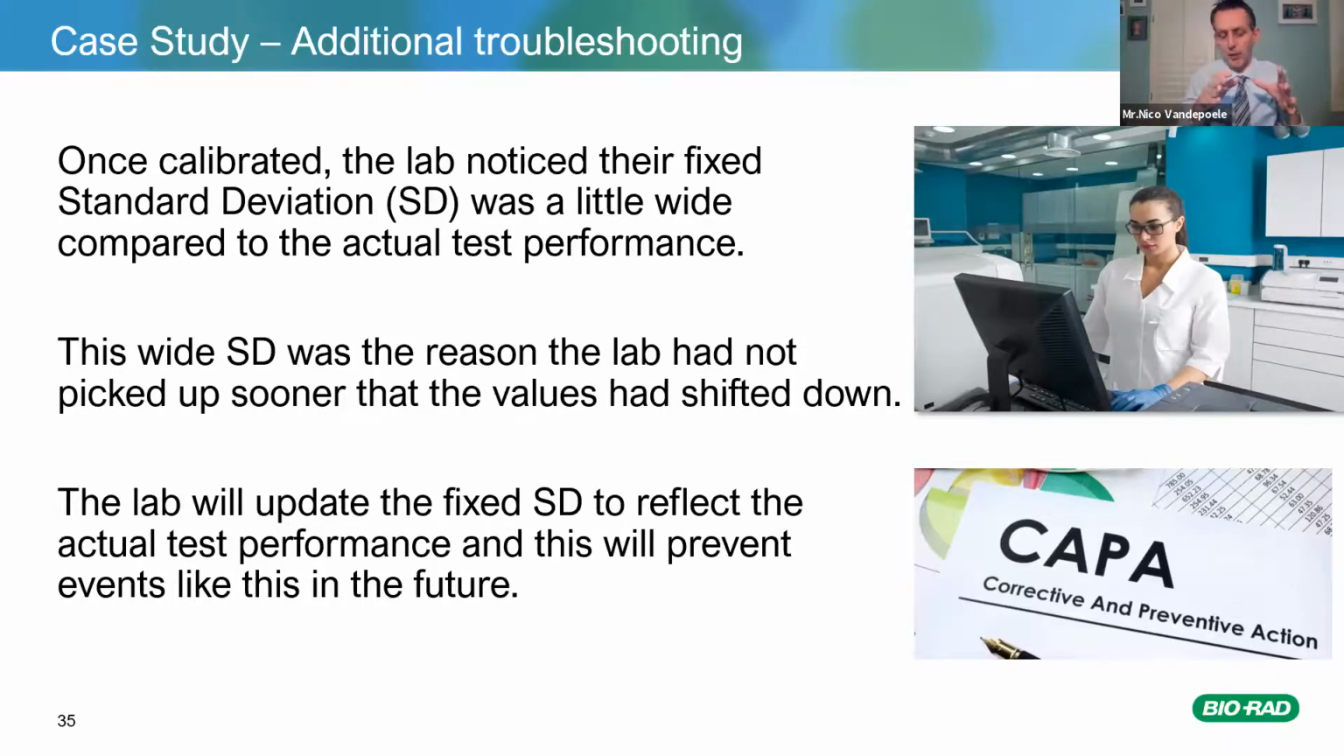So the lab calibrated and fixed the issue, but now they should also take a preventive action. The preventive action is that they updated their fixed standard deviations to make them narrower, so that next time when a reagent lot would change, they wouldn't drop out of that limit.